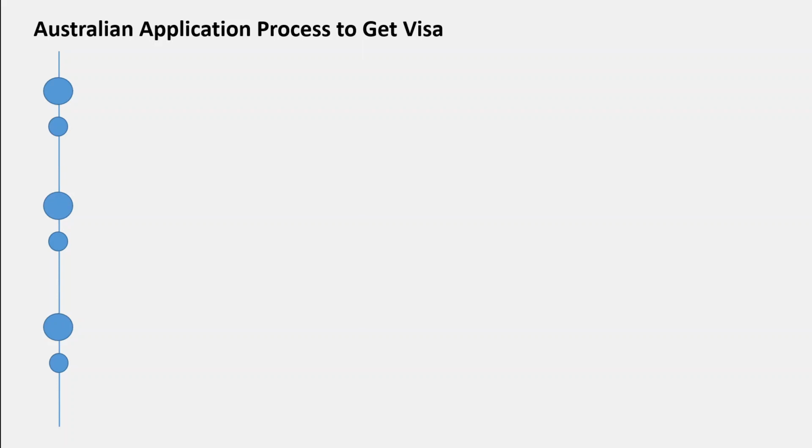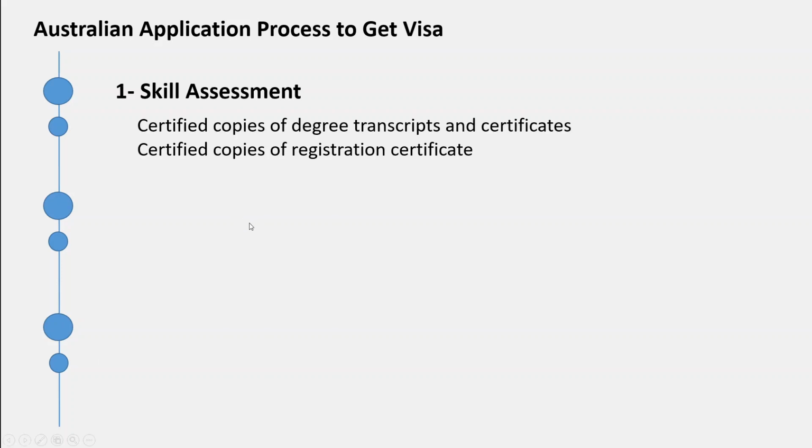Australian immigration process normally consists of three steps. The first step is to have the skill assessment. So in this step, you apply for skill assessment with the relevant authority in Australia.